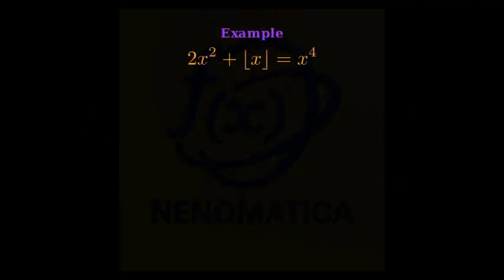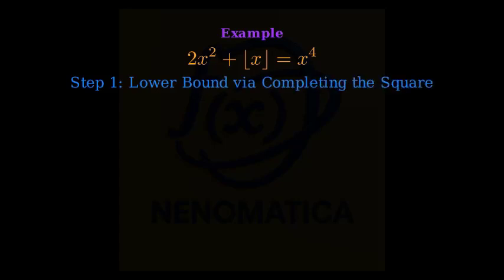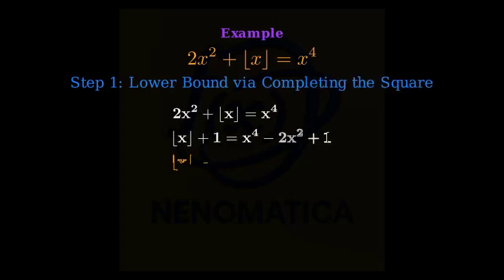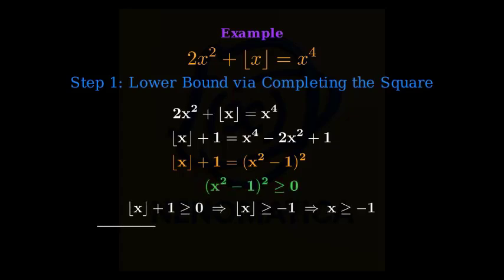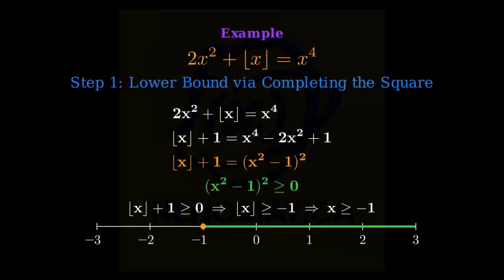Let's display the example and the main equation on screen. Step 1. Establish a lower bound for x. We rewrite the equation to complete the square. Because a square is always non-negative, we conclude that floor of x is at least negative 1, which implies x is at least negative 1.